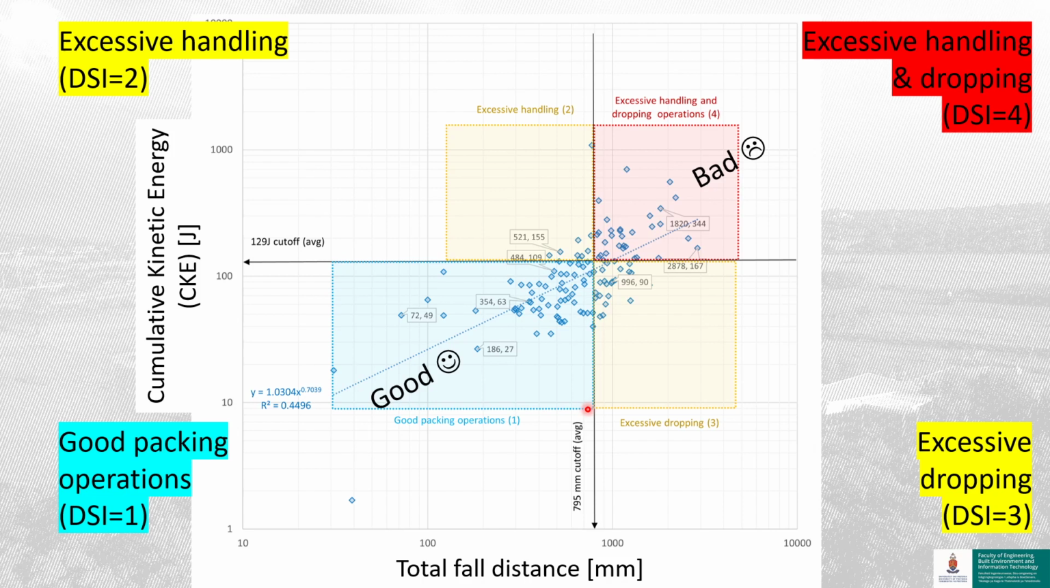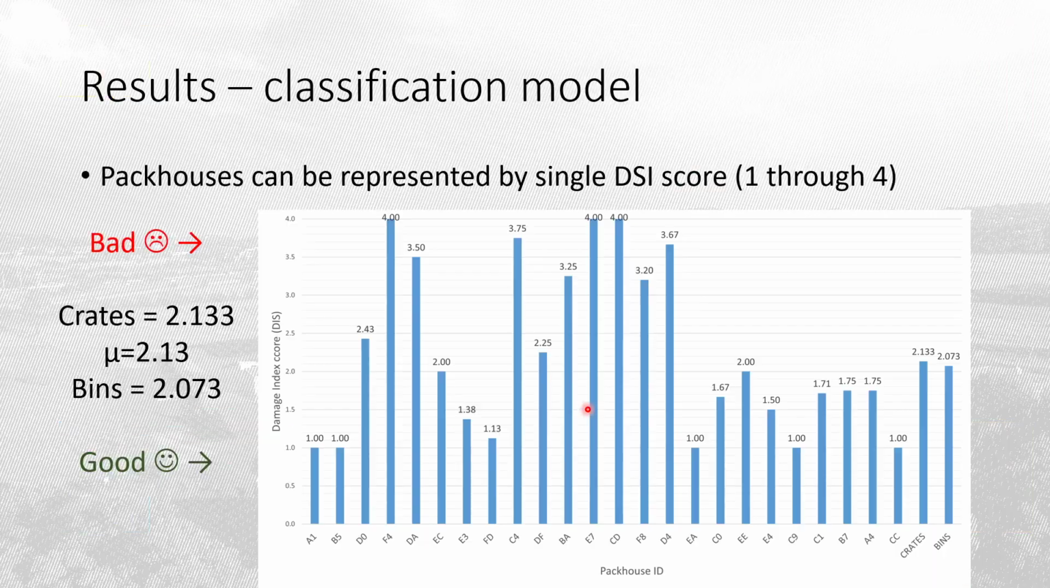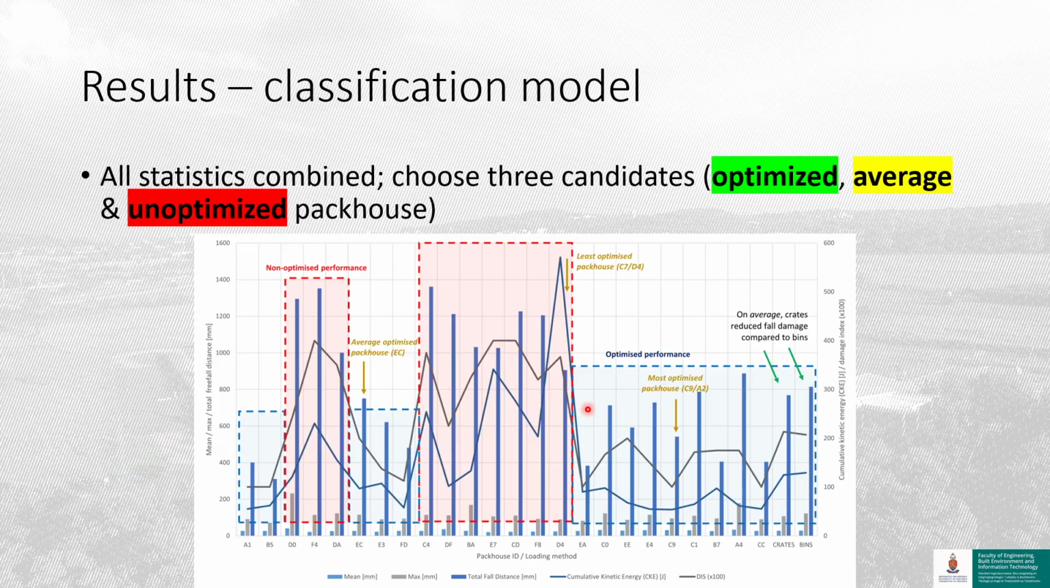And then if there's excessive dropping, bottom right hand corner, we give it a score of 3. Excessive handling, top left corner, DSI or damage score index of 2. So this is the classification thereof. So what do we see? There's quite a large spread for the different packhouses. On average, bins have a slightly better score than the crates, and the mean DSI is 2.13.